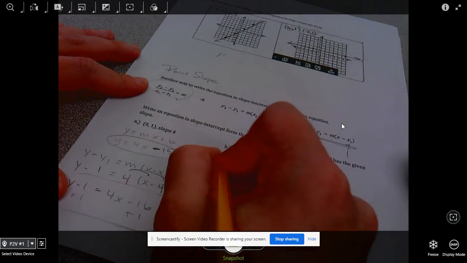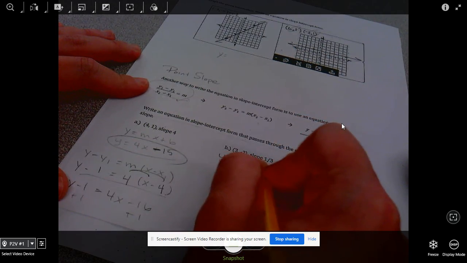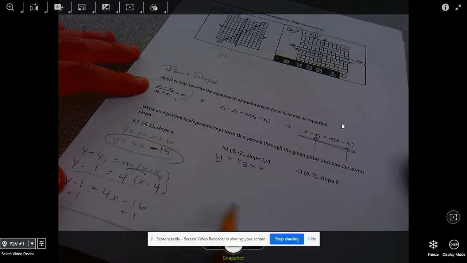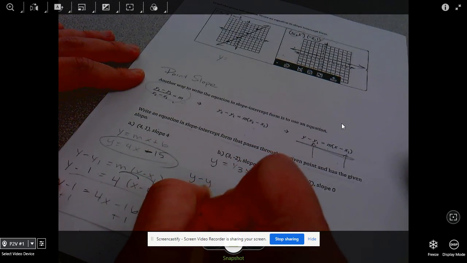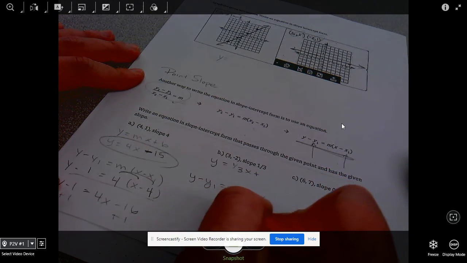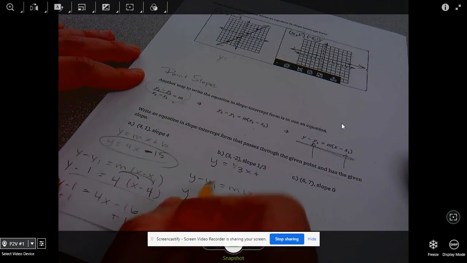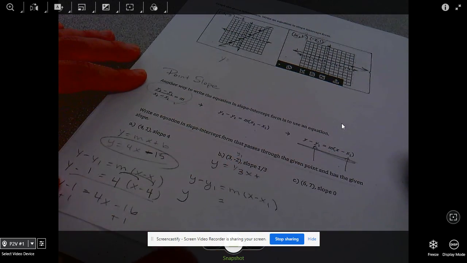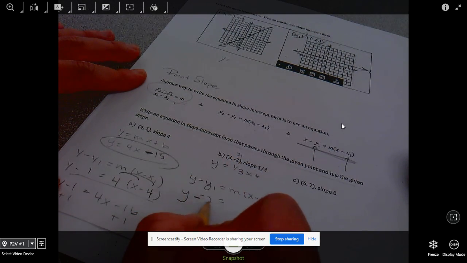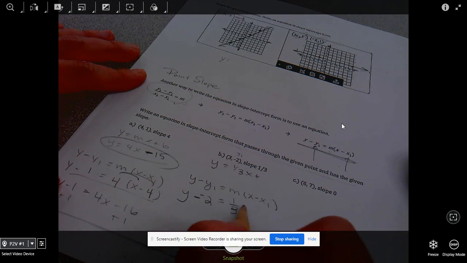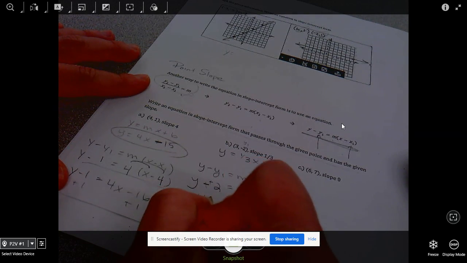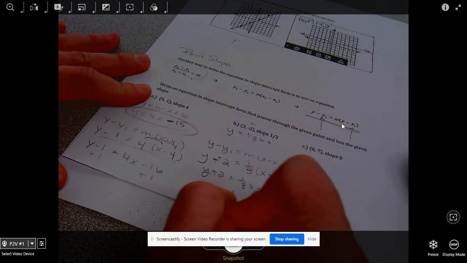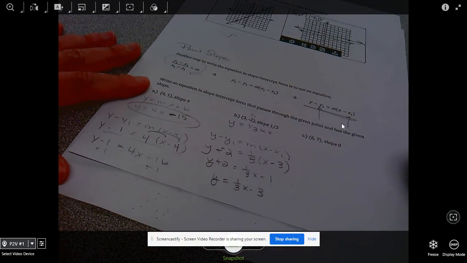Okay, let's try it again. Y equals 1/3 x plus, we've got to figure it out. Well, y minus y1 equals m times x minus x1. My y1 is -2, so minus a -2. My m is 1/3. My x1 is 3. So y plus 2 equals 1/3 x minus 1. Subtract 2 from both sides. We're done.